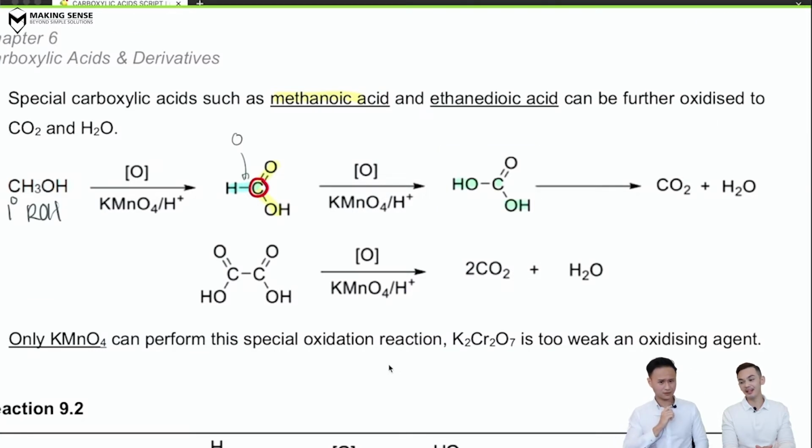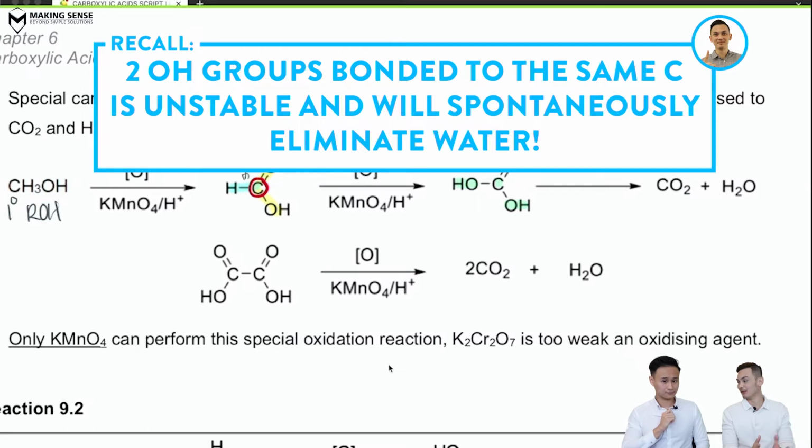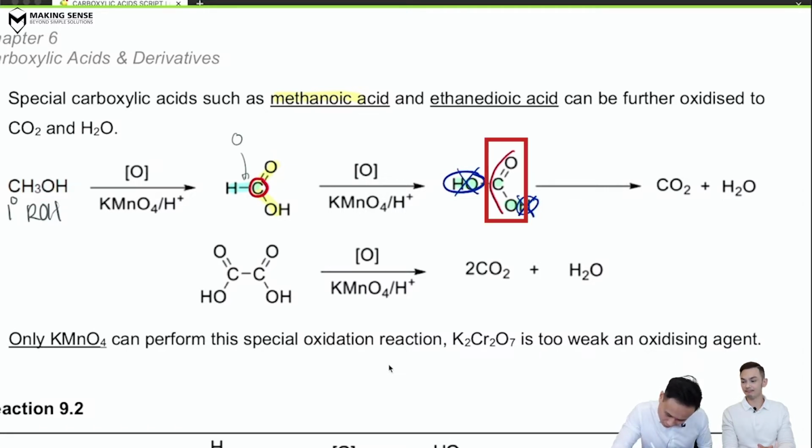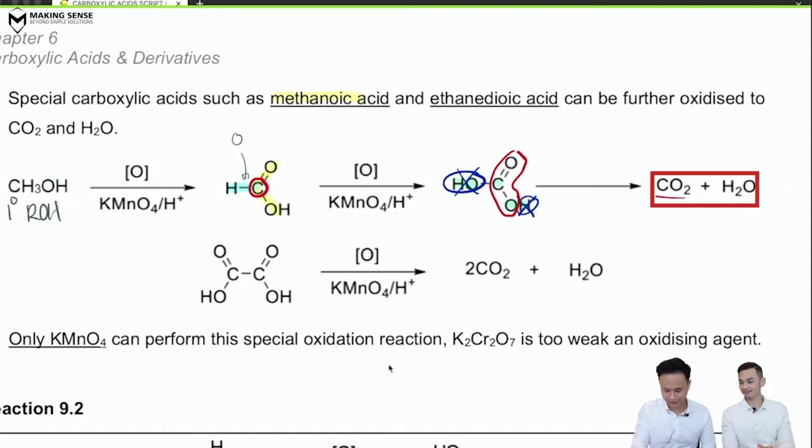Is this stable? No, it's not stable. It follows very similarly to the geminal diol. So it's like a geminal diol, and what's going to happen now is that you're going to spontaneously eliminate water. Circle the water molecule with me. Circle the HO, circle the H, get rid of the water molecule. If you take a close look, what do you have left? We see this CO₂. What is that? Carbon dioxide. So it becomes CO₂ and water.